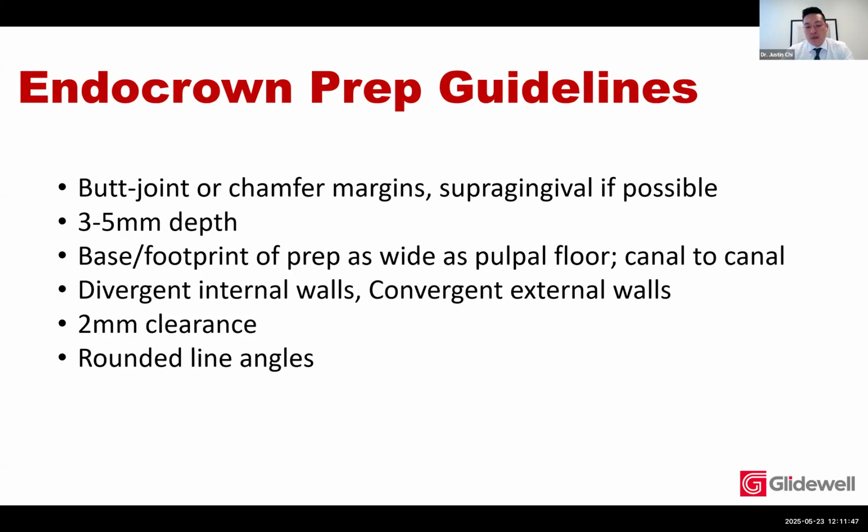Rounded line angles. Any transitions internally, externally, really any sort of transition in your preparation, we want those line angles to be rounded. Rounded will allow for better adaptation of the restoration to your prep. I'll show you on one of my preps, there's some areas that are still maybe a little bit sharp, but as best as you can. We're wanting to provide access for the burr and ultimately allow it to just blend and have an intimate connection and fit to our prep.